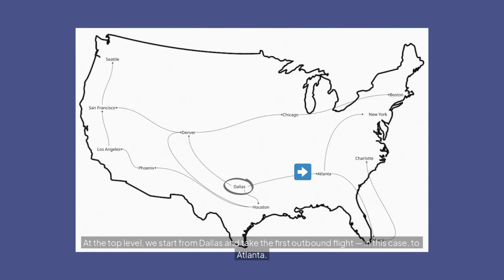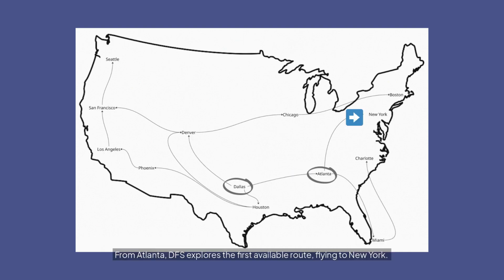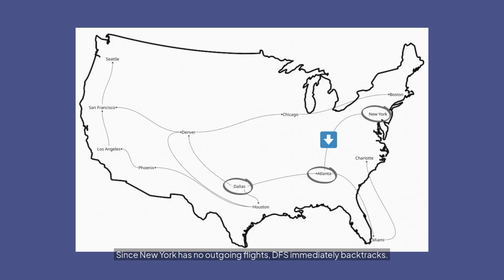At the top level, we start from Dallas and take the first outbound flight, in this case, to Atlanta. From Atlanta, DFS explores the first available route, flying to New York. Since New York has no outgoing flights, DFS immediately backtracks. Then, back at Atlanta, DFS explores the next available route, this time to Miami. Miami leads to Charlotte, which also has no further destinations.